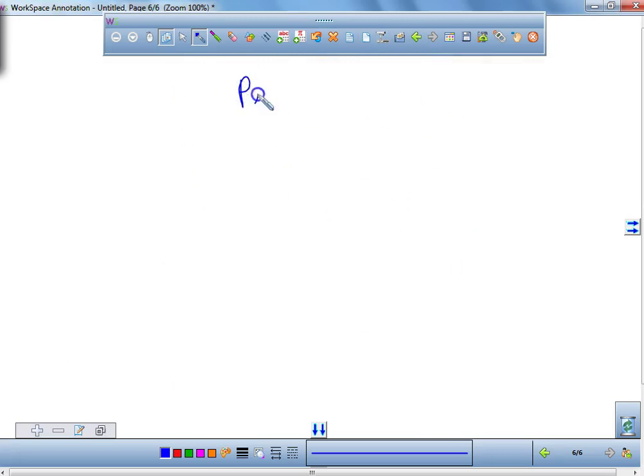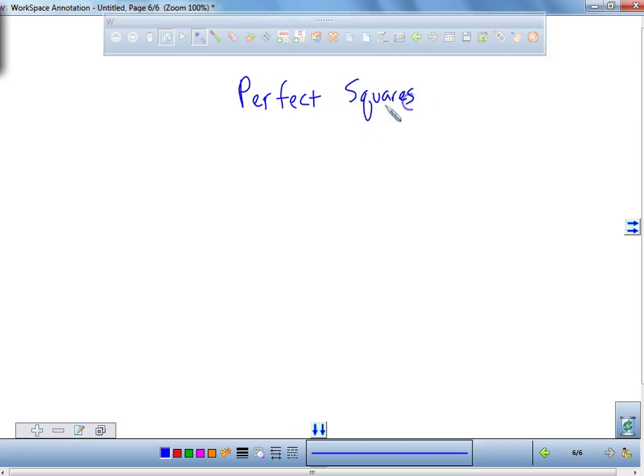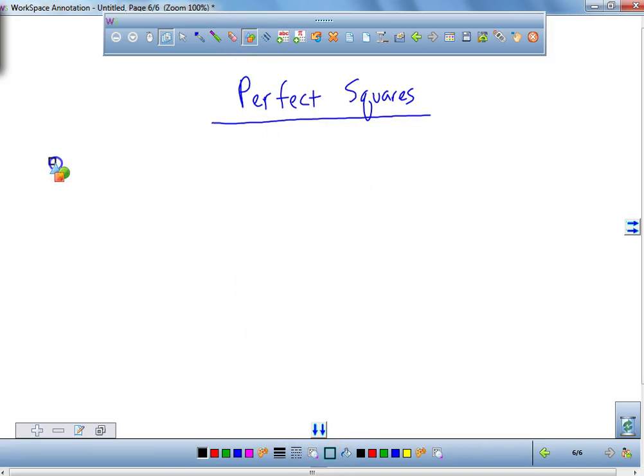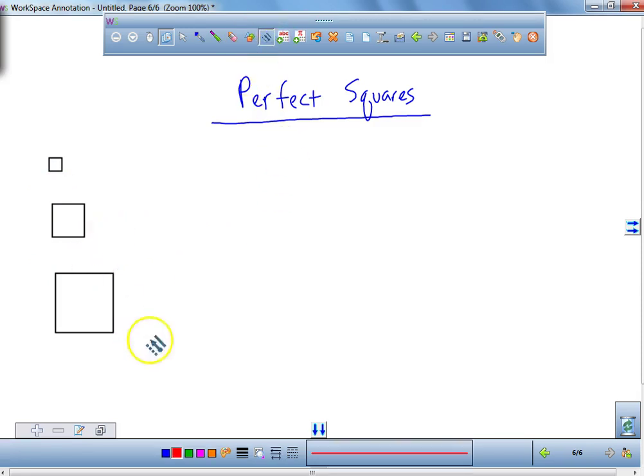We're going to talk about how to simplify radicals, but we're going to be talking about perfect squares. Perfect squares, everybody. So what I want you to do right now is we're going to draw some perfect squares. And I'm stopping right here. Okay? One of these squares.